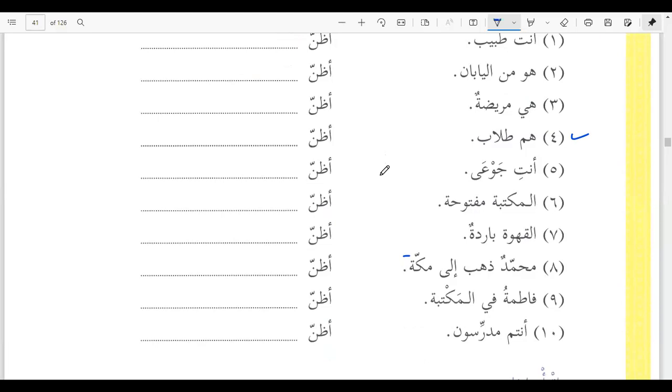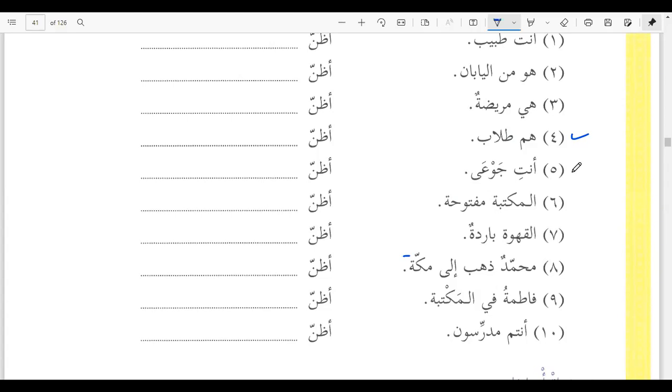Anti jawa, you are hungry. Not azunnu. Azunnu annaki jawa. I think you are hungry. Al maktabatu maftuhatu, library is open. Azunnu annal maktabatu maftuhatu. I think library is open.